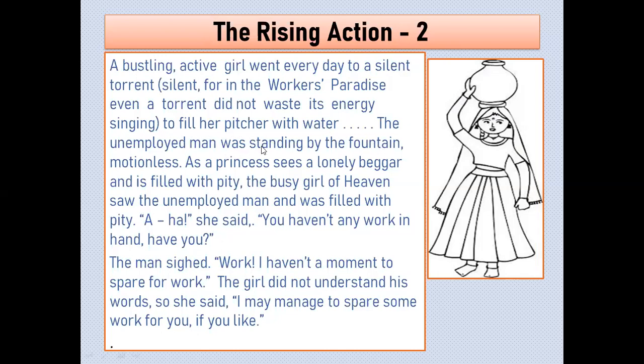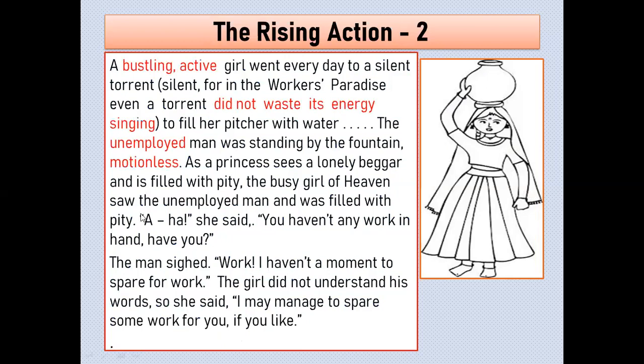The unemployed man was standing by the fountain motionless. As a princess sees a lonely beggar and is filled with pity, the busy girl of heaven saw the unemployed man and was filled with pity. "Aha," she said, "you haven't any work in hand, have you?" The man sighed. "Work? I haven't a moment to spare for work." The girl did not understand his words, so she said, "I may manage to spare some work for you if you like." So this is the introduction of the bustling, active girl.